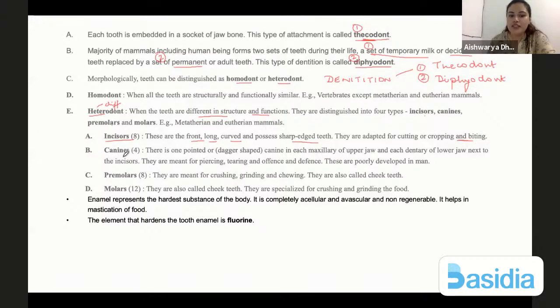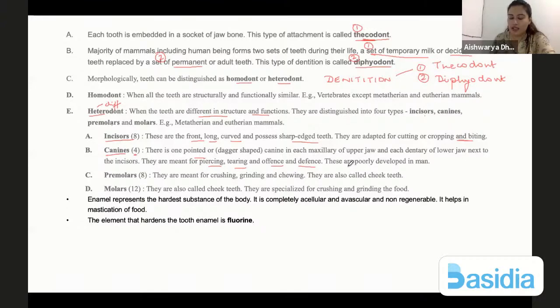Okay. Coming to canines, in total there are 4 in number. They are pointed, dagger shaped, and again they will be for piercing, tearing, offense, and defense. Now, these are of course poorly developed in man, as in when we've evolved.